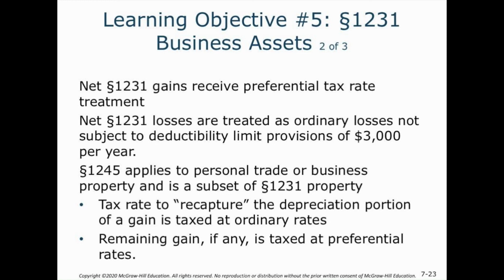Section 1245 would say that the $200 depreciation, which was used to offset ordinary gains, needs to be taxed at that ordinary rate, from the amount from $800 to $1,000. The amount above $1,000 can still be taxed at that preferred capital gains rate, the difference between the $1,000 and the $1,200.